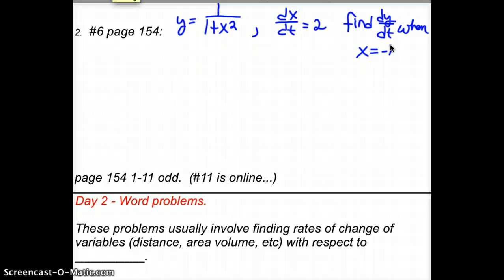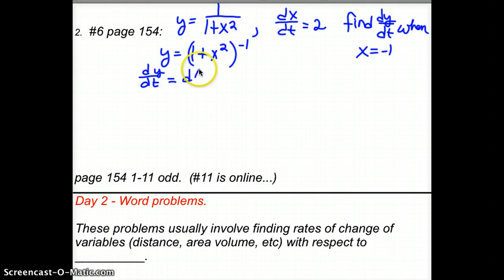So let's go ahead and start this. The first thing we're going to do is write y in a form which makes it easy to differentiate. So I'm going to rewrite it like that. The first step in the process is to take the derivative of both sides with respect to time. So that would be dy/dt is equal to d/dt of (1 plus x squared) to the -1. All I'm doing is taking the derivative of both sides, very much like when we did implicit differentiation.